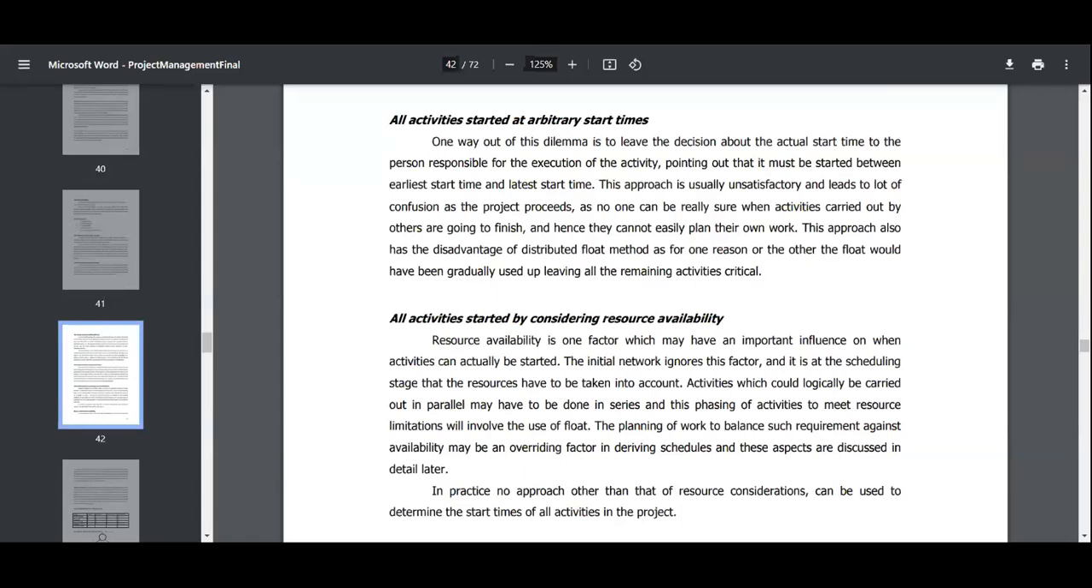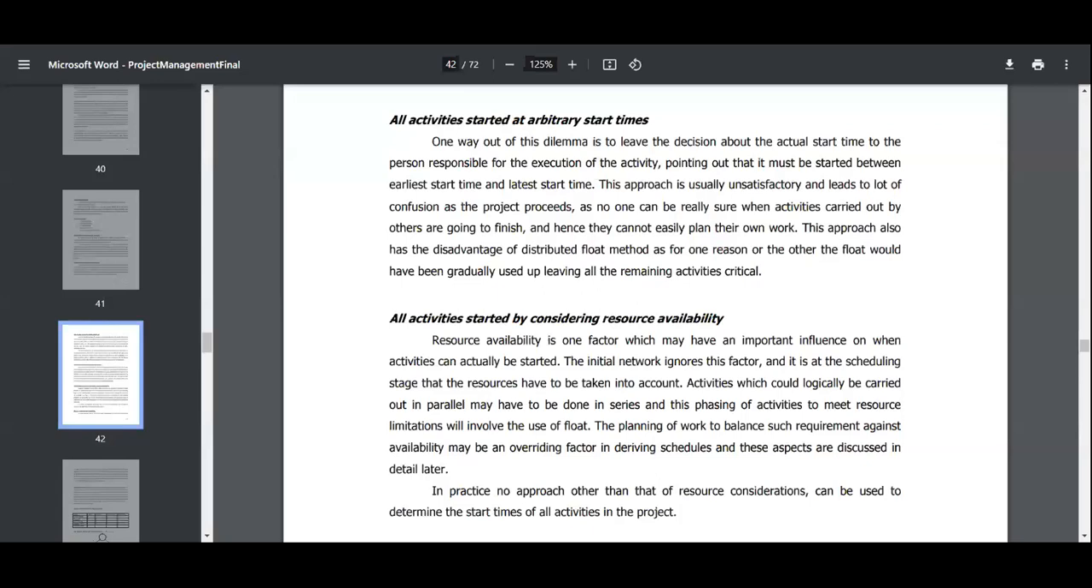Now next is all activities started by considering resource availability. Obviously, I started 4 to 5 works. Some 5 books are there or 4 books are there. I told you about phase-wise work. We have to start group by group. So A group, B group, C group, D group. A group work is different, B group work is different, C group work is different, and D group work is different, right?